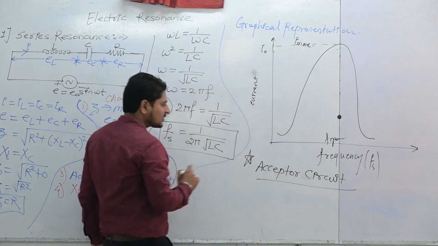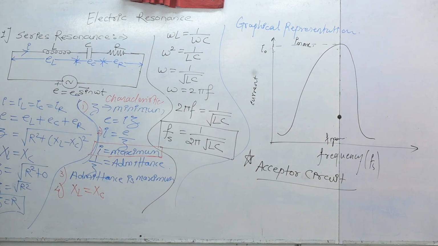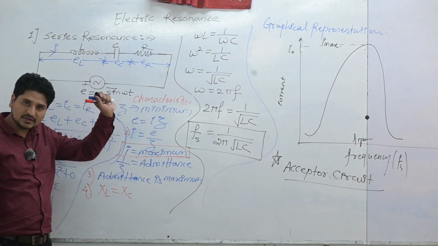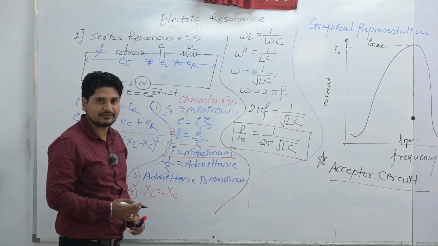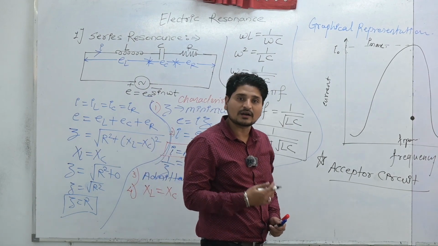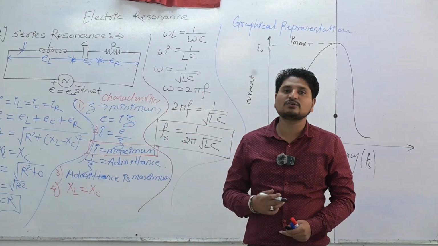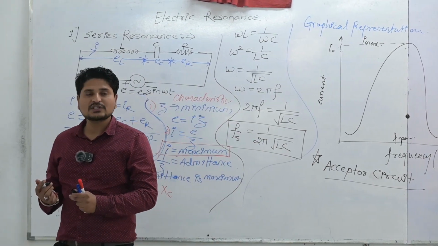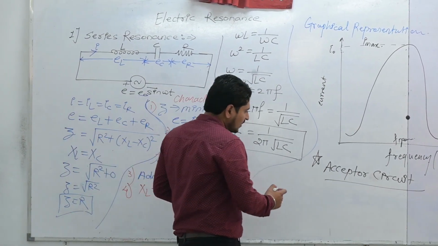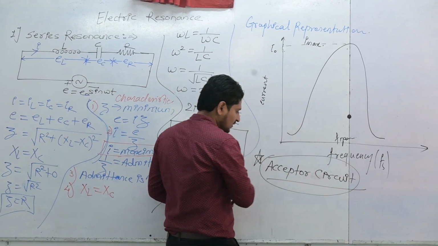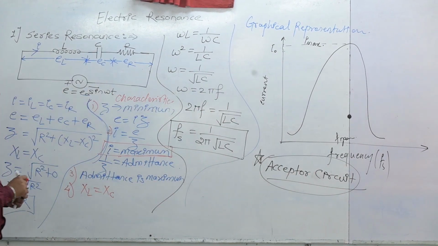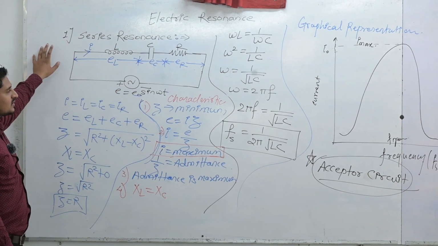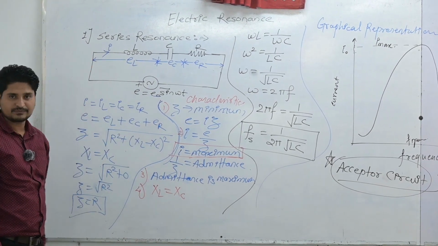Why is it called an acceptor circuit? Because it accepts the frequency which has a higher current या maximum current, and rejects those frequencies which have a minimum current. और वो उस frequency को reject करेगा जिसमें current minimum रहेगा. So that's why it is called an acceptor circuit. And this is altogether the concept of electric resonance, and the first is series resonance. Is it clear?